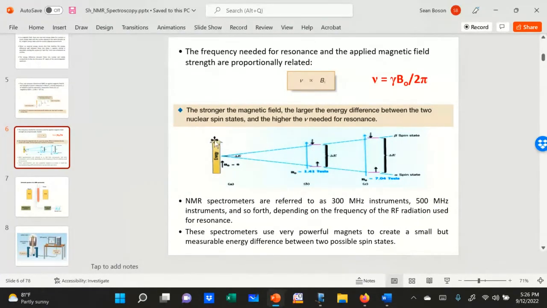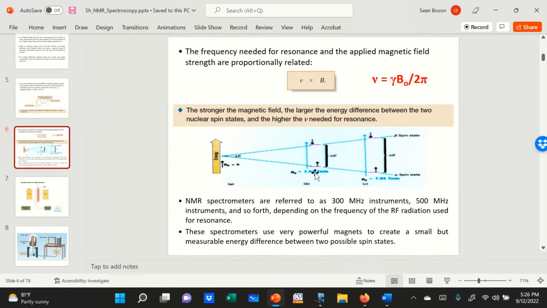On the very left, energy is the axis for this diagram, and it is showing B not equal to zero, no external magnetic field, meaning our spins are all random. When an external field is applied, B equal to 1.41 Tesla, referring to an extremely powerful magnet, our nuclei are separated into two states. The ones that are aligned are called the alpha spin state, and those that are against, the beta spin state. There is an energy gap between them.